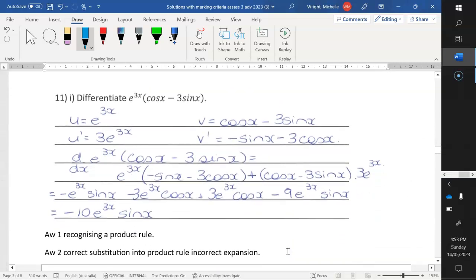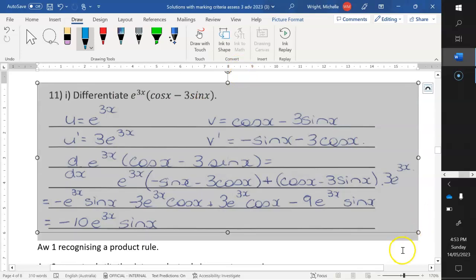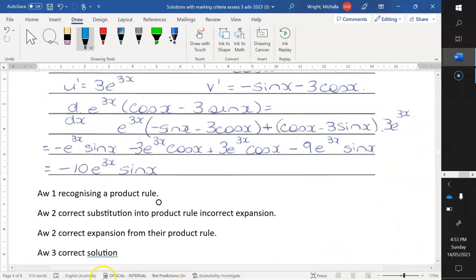Nearly there. Okay, question 11. Differentiate e to the 3x (cos x minus 3 sine of x). Now, there's multiple ways you could have done that. The easiest way would have been to not expand it. That was worth 3 marks. You would have got 3 marks for the correct solution. 1 mark if you recognised it was a product rule.